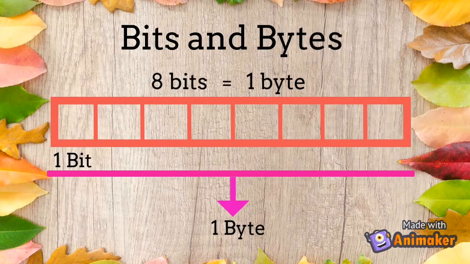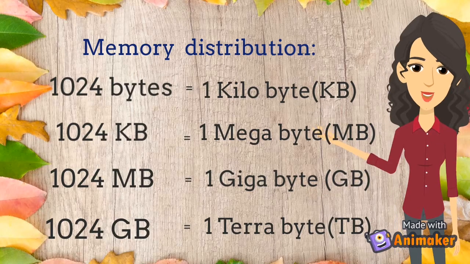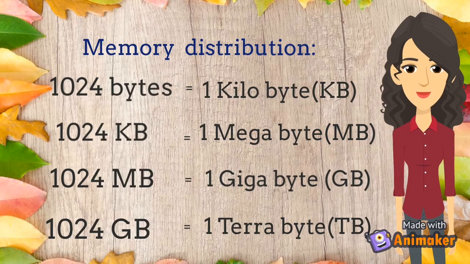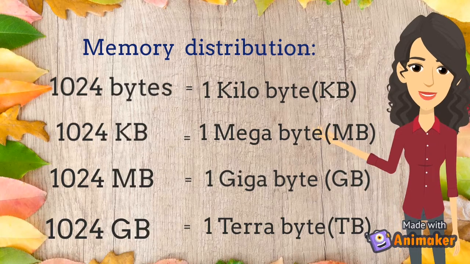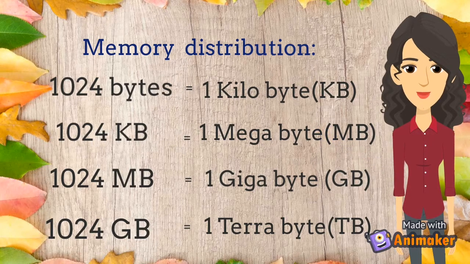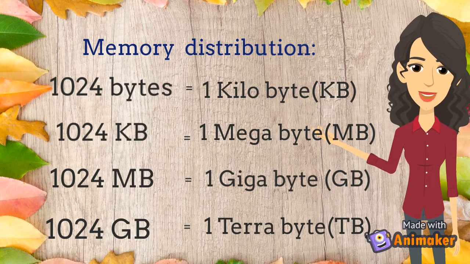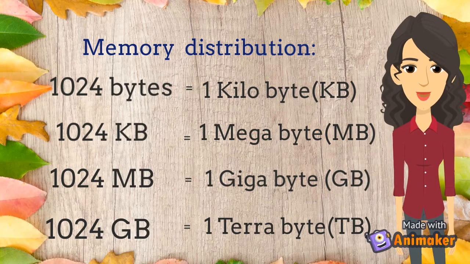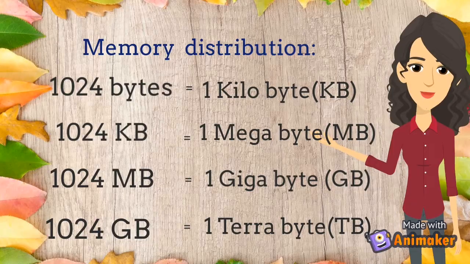8 such bits combine to form a byte. 8 bits is equal to 1 byte. 1024 bytes is equal to 1 kilobyte. 1024 kilobytes is equal to 1 megabyte. 1024 megabytes is equal to 1 gigabyte. 1024 gigabytes is equal to 1 terabyte.